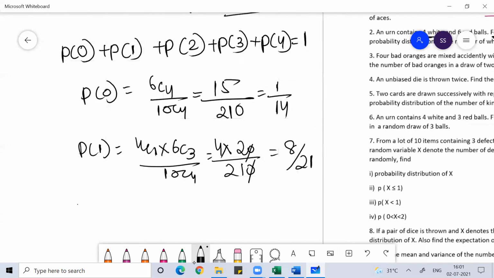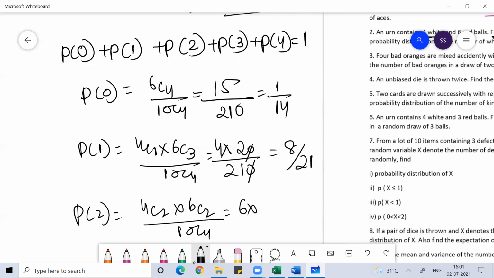Then the probability of getting 2 white balls, that would be 4C2 into 6C2 divided by 10C4. 4C2 is 6, 6C2 is 15, 10C4 is 210. So this would be 2 by 70, then this would be 3 by 14, this would be 7, 3 by 7.